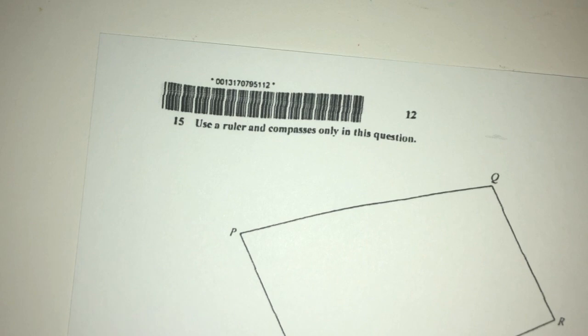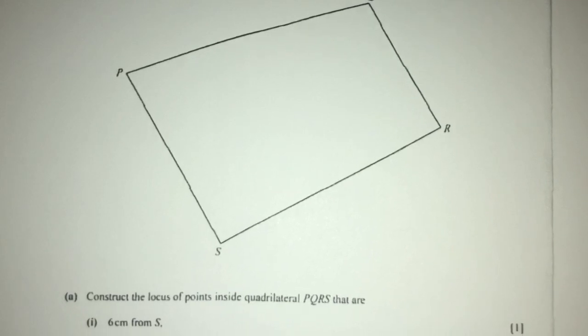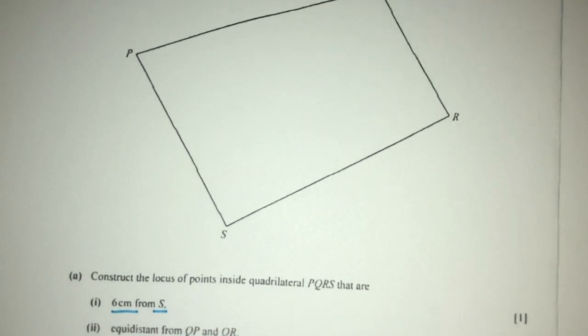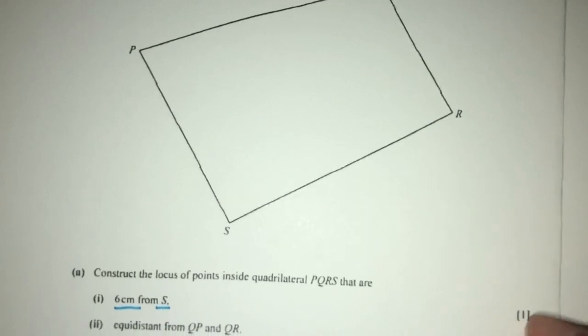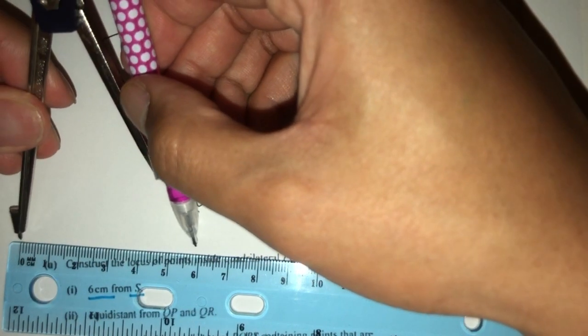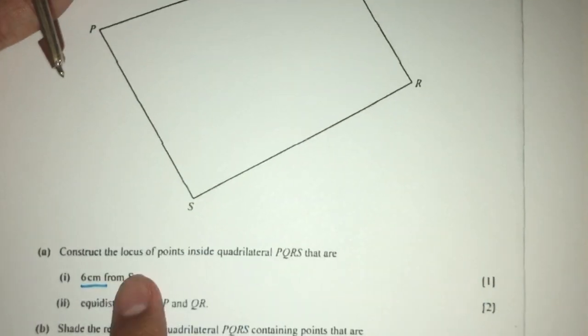Now let's move on to question number 15. Okay, so this one is a locus question. I think it's pretty easy in my opinion. I hope you guys were able to do this as well pretty easily. Now we have to construct the locus of points inside of this shape, not outside, that are 6 centimeters from C. So first you have to measure 6 centimeters on your ruler. That will be somewhat like this, right? 6. And then the center has to be the point S, right? So you go to your point S, and then you make an arc inside of that shape.